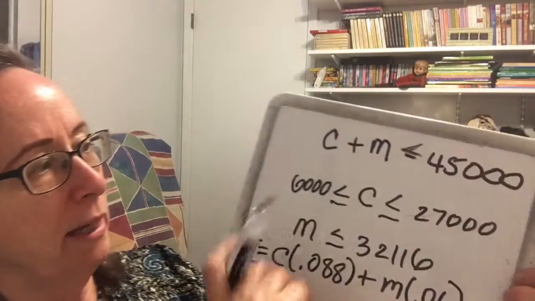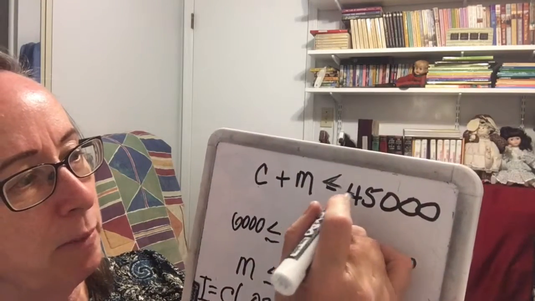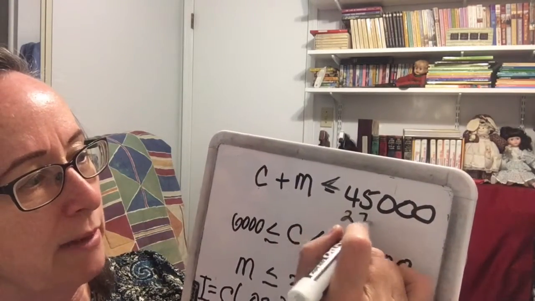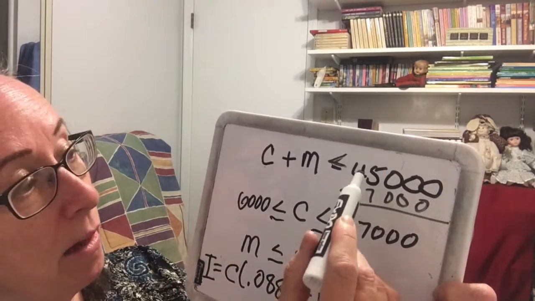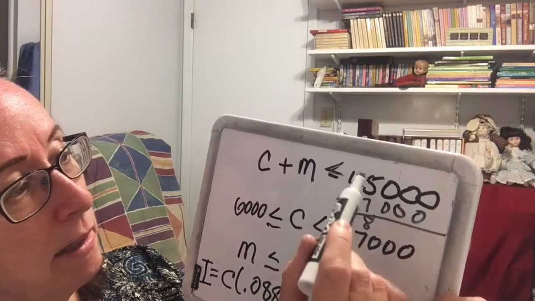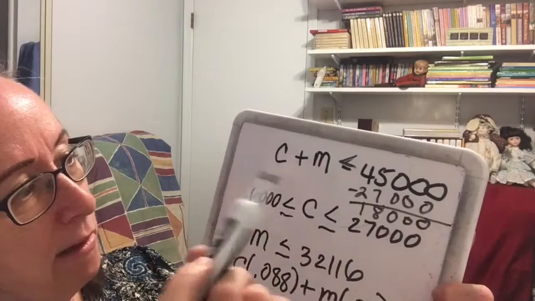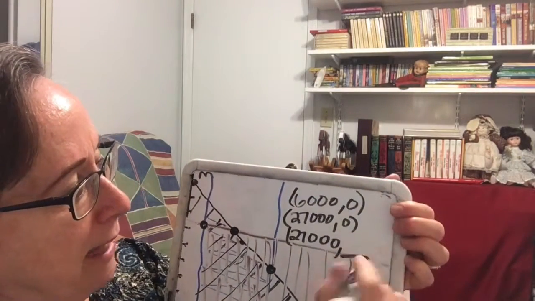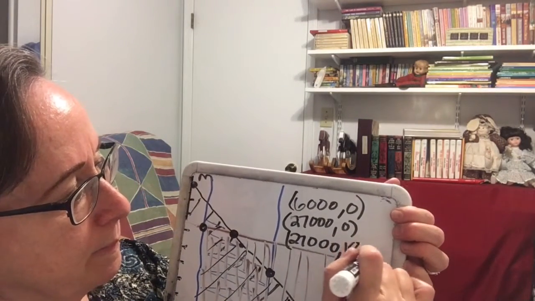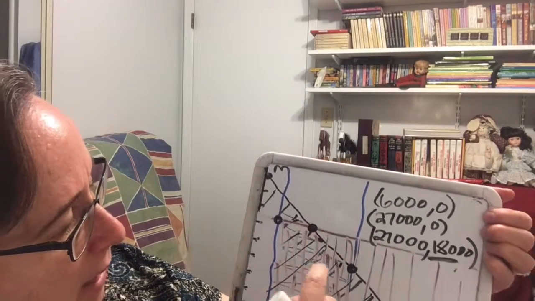Okay, so if the C was 27,000, then the M would have to be 45 minus the 27,000. And that's going to end up being 18,000, I believe, if I haven't messed up my math at all. So that will be 18,000 as the other one. And then this one is also a possibility.